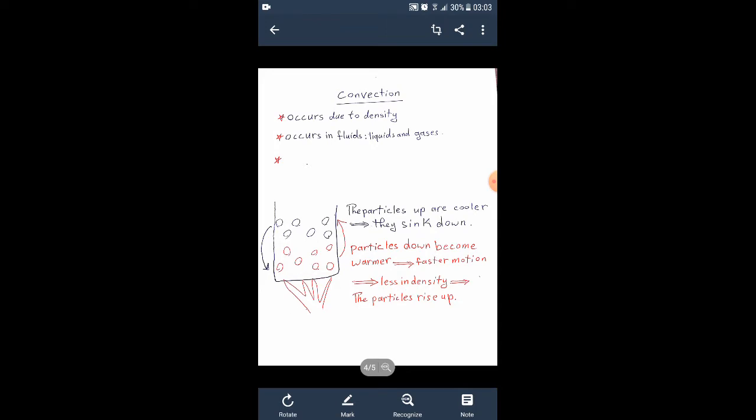First here it happens by direct contact between the flame and the container, then between the container and the particles. Now what will happen? Now here we will start in the convection. The particles down will have greater thermal energy. That means they will move faster. When they move faster, they will get farther from each other. That's what we learned, right?